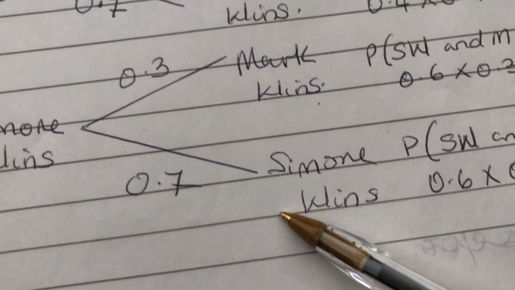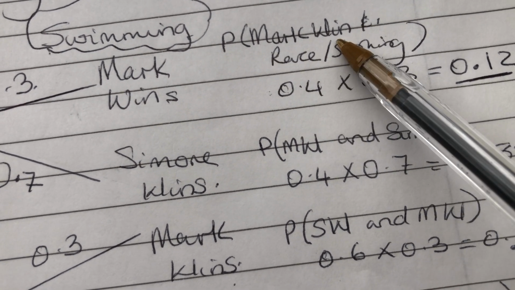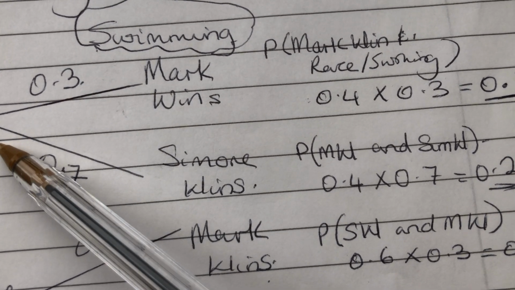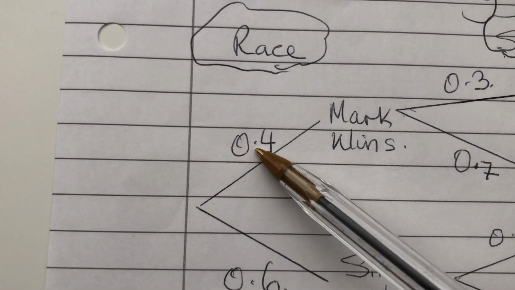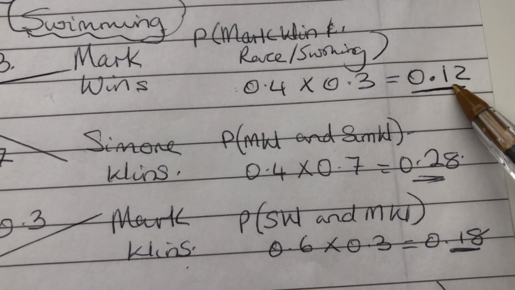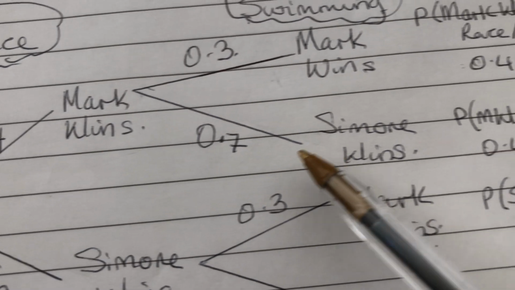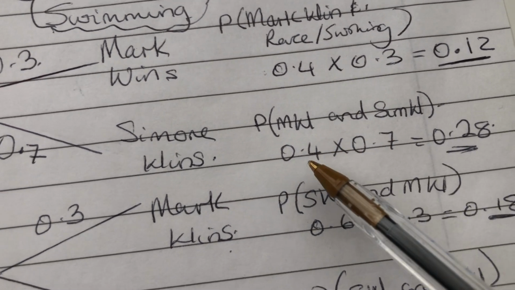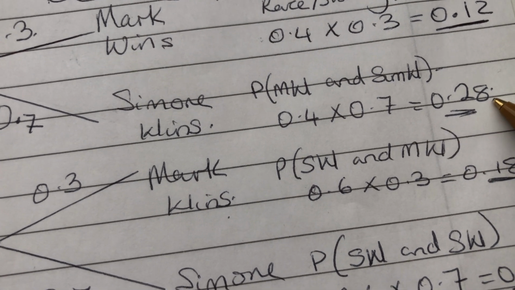So I've extended it further. If Mark wins race and swimming, there is 0.4 times 0.3, which is 0.12. For Mark to win the race and Simon to win the swimming, it will be 0.4 times 0.7, which is 0.28.